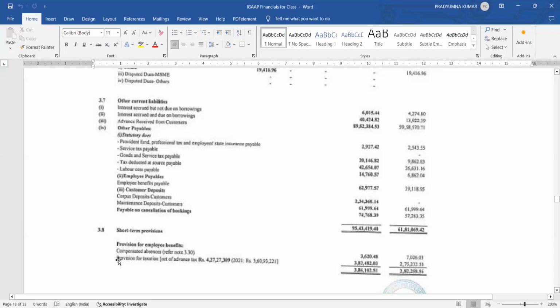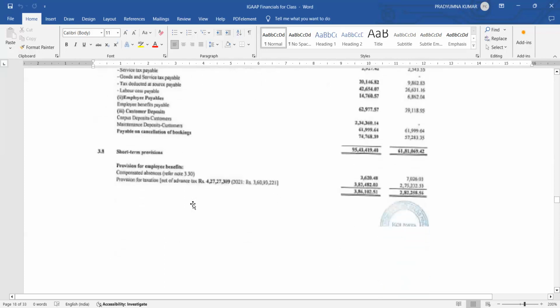This is short-term provisions, and this is a liability. Compensated absences. We have seen this under long-term provisions. Okay, whatever is liable to be paid within 12 months, they have shown it here. Okay, provision for taxation, net of advance tax.